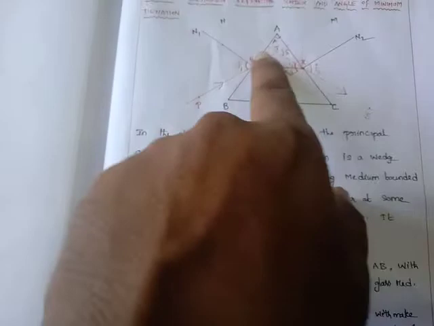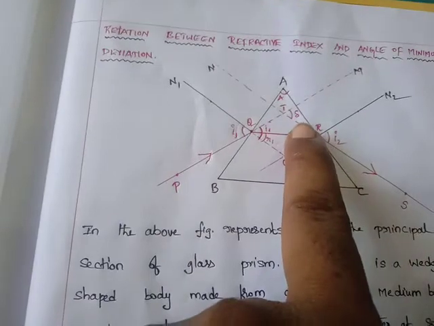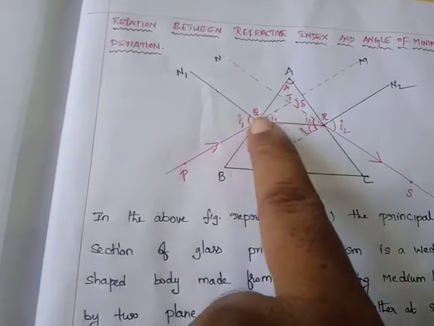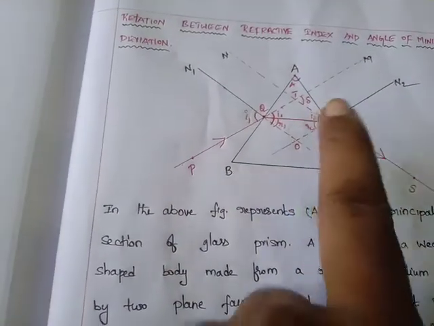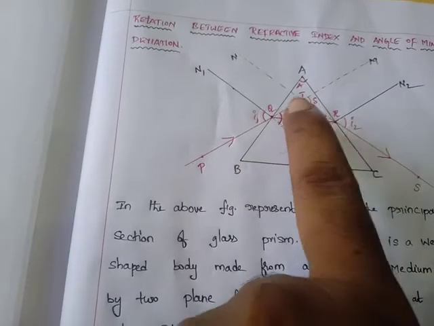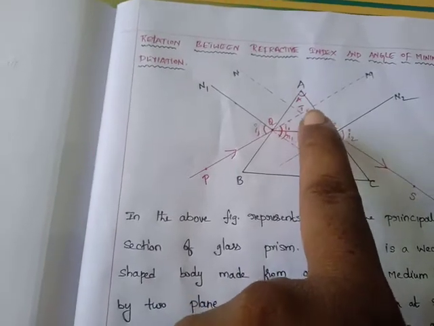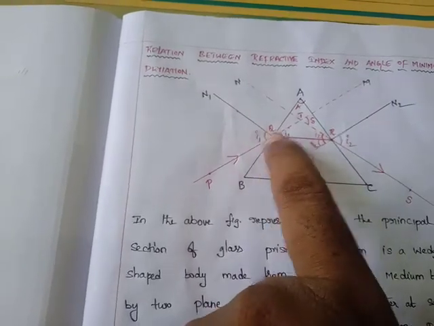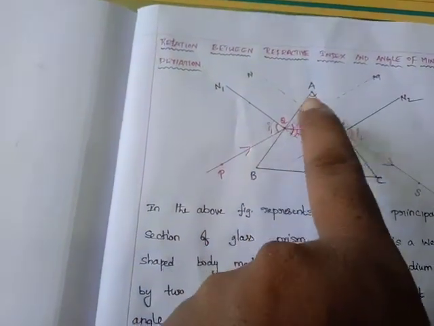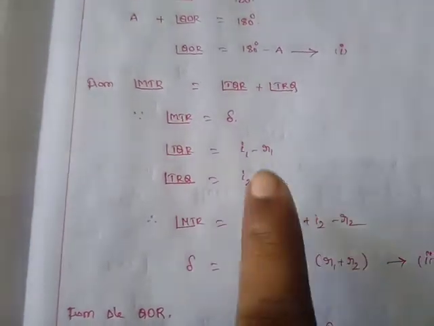That means MTR, the outer angle, is delta. See here, the outer angle is equal to the sum of the interior angles. So the sum of the interior angles, TQR plus TRQ, is equal to delta. You understand? Delta means angle MTR. So that's why here we have to write angle MTR is equal to angle TQR plus TRQ.